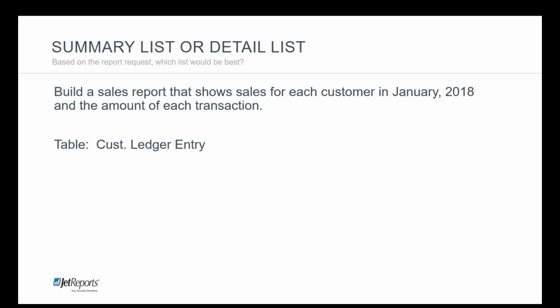Now, I bring this one up because of the wording of it. Right? Build a sales report that shows sales for each customer in January 2018. That sounds like the very first one, right? And that was a summary list. But we added this caveat, and the amount of each transaction. So as I read this request, if I stopped right here at the end of 2018, that would be a summary list. But because I added this caveat of each transaction, that becomes a detail list.